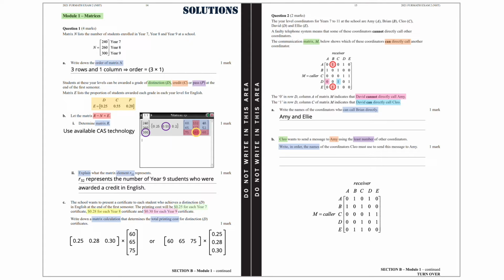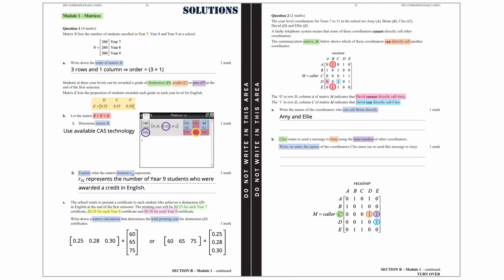We look in the row for Cleo and we can see that there are 2 ones. So Cleo can call directly David and Ellie. If Cleo calls David directly, David can call directly Cleo or Ellie. So this goes in a loop. Cleo to David, David to Cleo, and so on. So we can drop this one out.